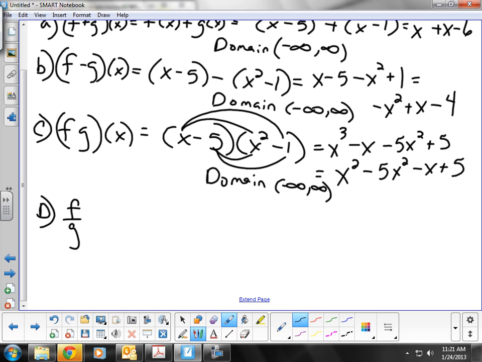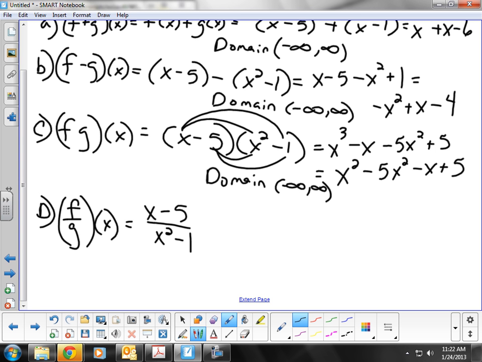D. f divided by g of x. So we know the domain's not going to be all real numbers, right? So it's x minus 5 divided by x squared minus 1. You're done with that. You can't combine these. Can't reduce it any, right? I can factor the bottom and make it x plus 1, x minus 1, but it doesn't reduce with anything in the top, so it doesn't do me any good.